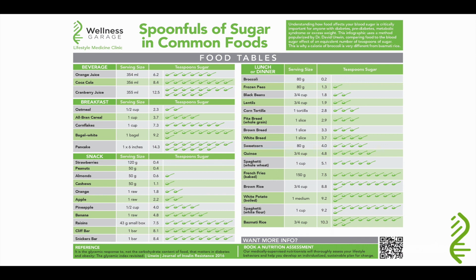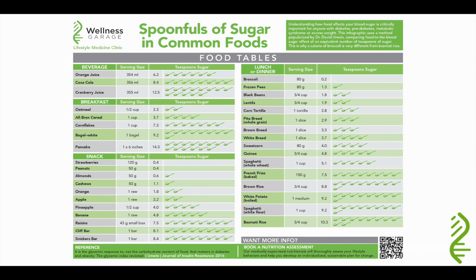Clearly, we want to get rid of foods with just added sugar. We don't want to drink our calories. You can see, even a glass of orange juice, good old healthy orange juice, is the equivalent of 6 teaspoons of sugar. Cranberry juice, 12.5 teaspoons of sugar, way too much. And so what we want to do is avoid that. Fruit's not the issue, right? You look at berries, very, very low in sugar equivalents. It takes time for that sugar to be absorbed. It doesn't budge insulin.